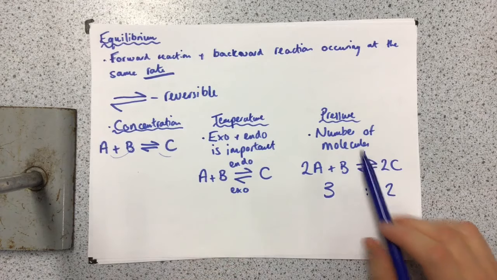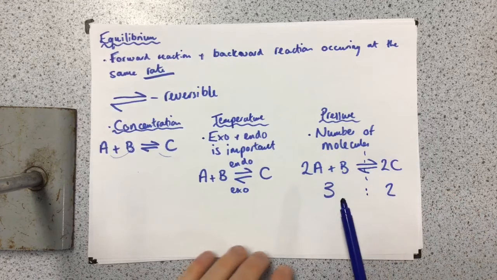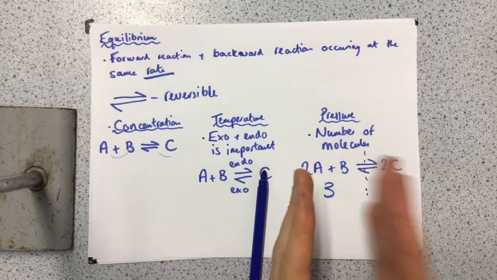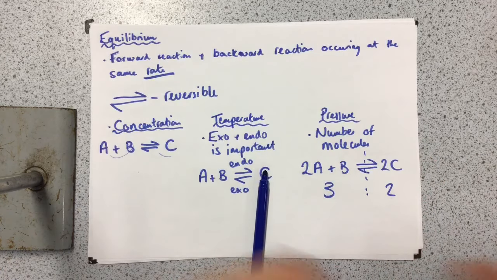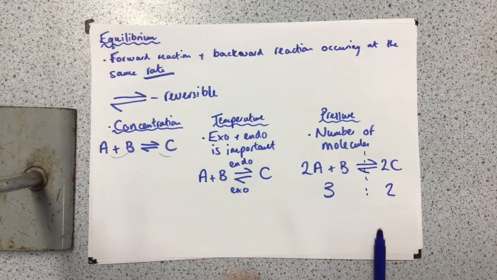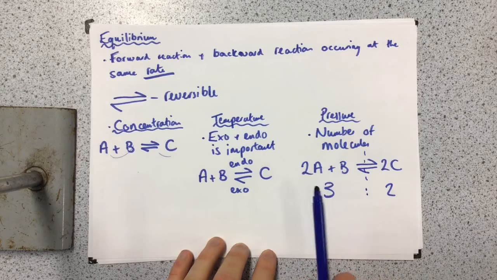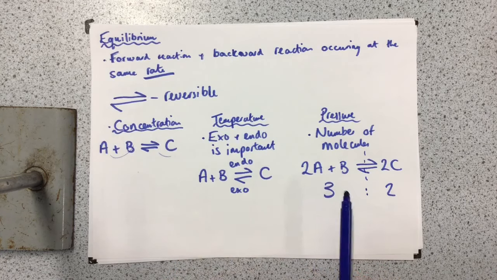So when you're increasing the pressure, what happens is you're pushing these reactants and these products together. So if you're cramming them together, which ones are going to start to react more? Well, clearly, if you've got more of these, they are the ones that are going to react. And if they're reacting, what are they producing? They're going to produce C.